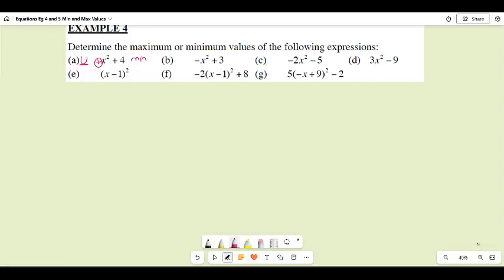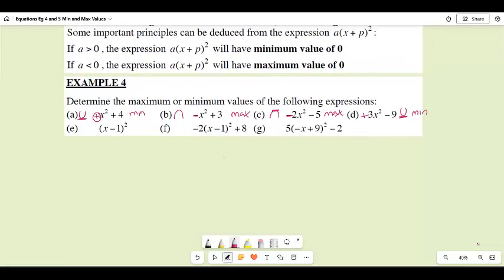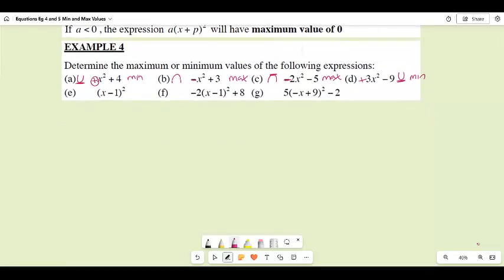It's minimum. Question B. Negative x squared. Negative means it is a frowny face. Frowny face means maximum. Question C. Negative means it is a frowny face, which means it's got a ceiling, which is a maximum. Question D. Positive means it is a smiley face with a bottom, meaning it's a minimum. Question E. Now if you look at this equation, it actually puts the a value outside of the brackets. So we look at the value outside of the brackets, and this is actually positive 1. Positive is a smiley face with a bottom, meaning it's a minimum value.